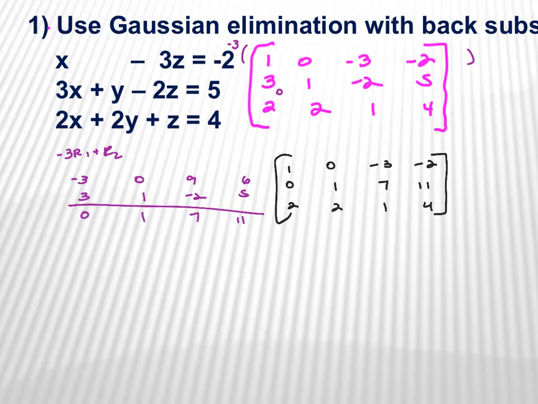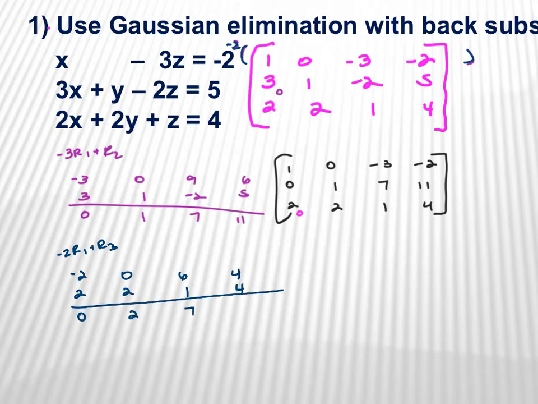Now I want to keep working my way down, so I want a 0 where the first 2 is, and I can do that how? Row 1 times -2 plus row 3. Good. -2 row 1 plus row 3. So now I'm doing this one times -2. -2, 0, 6, 4, 2, 2, 1, 4. I get 0, 2, 7, 8. That takes the place of row 3. 1, 0, -3, -2, 0, 1, 7, 11, 0, 2, 7, 8.